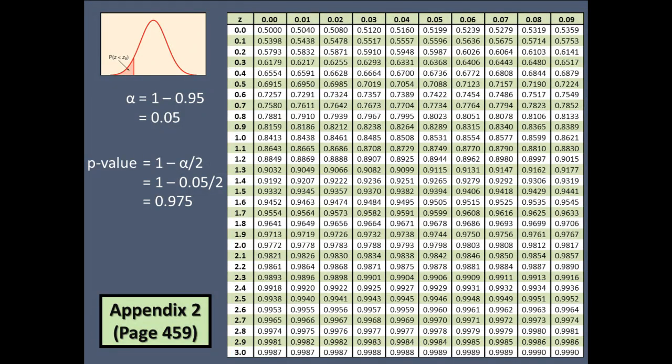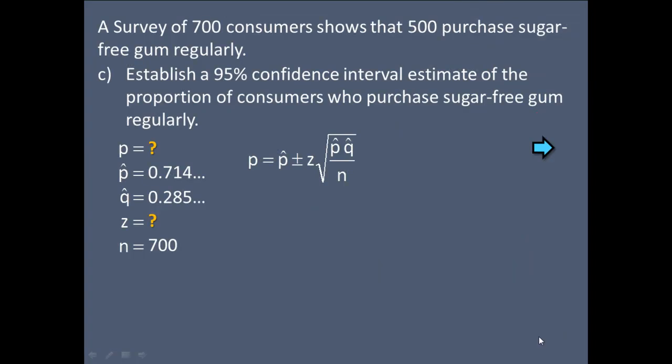So if we scour through the probabilities in this table, and remember, the probabilities are what's contained in the heart of the table, we try to find the closest thing we can to 0.975. And here we can find that bang on. So that's associated with a z-score of 1.96. Well, now that we know the z-score, we can go and finish off the rest of the question.